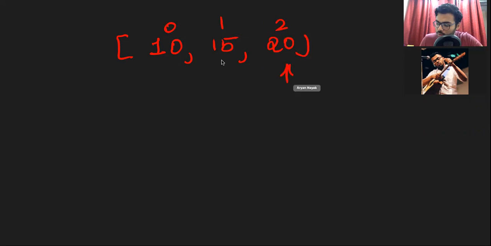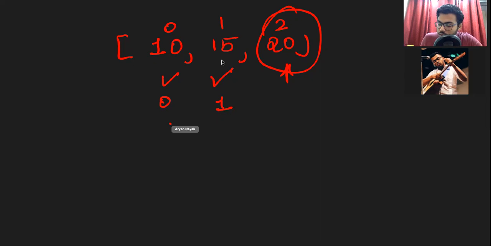On 20 we are given an option to either start from here or here. So we can either start from 0th index or first index. So when we look here, if we start from 0 index, we'll come to 0. Now we'll check what is the minimum cost to reach the last floor. If we jump 1, then it would be 10 plus 15, or if we jump 2, then it would be 10 plus 20.